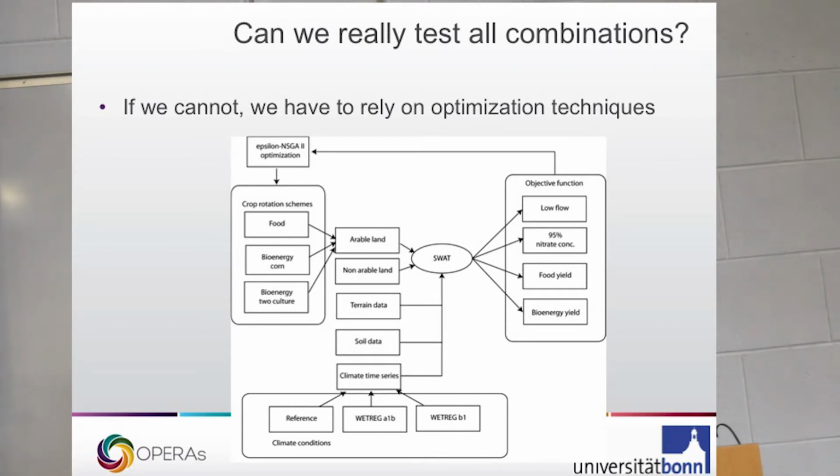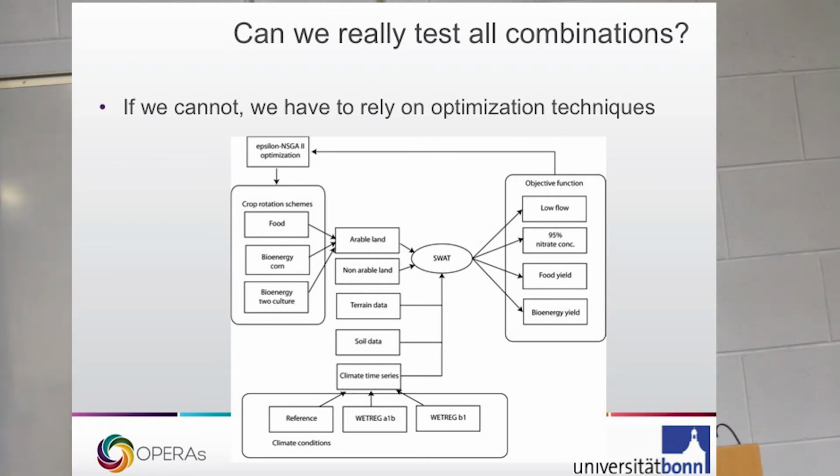This is another example from a medium-sized German catchment. We use a model, the Soil and Water Assessment Tool, doesn't matter, a catchment model. It takes input, for example, land use, management, like fertilization, and it takes in crop rotations. We tested that using different crop rotations, in total 39, some of those just focusing on food and fodder, others focusing on bioenergy production, based on a corn system or a two-culture system.